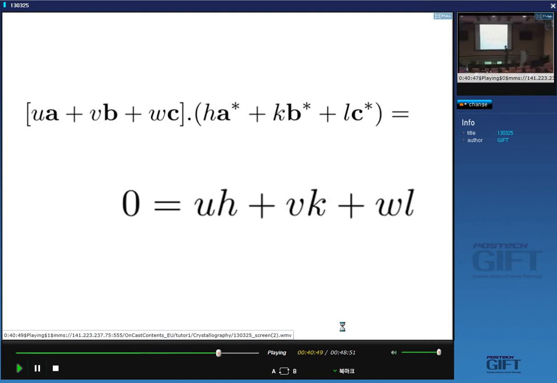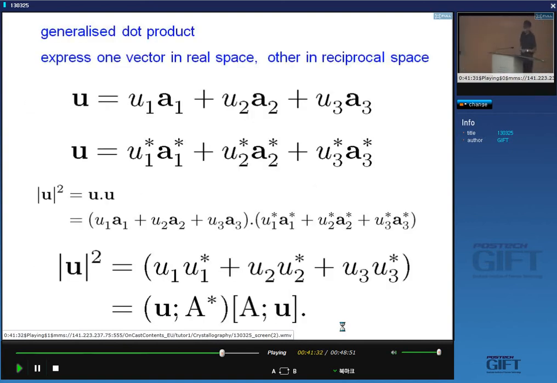But supposing I wanted to do a dot product between a 1 2 5 direction and a 1 2 5 plane normal in an orthorhombic system, how would I do it? Because I need to define one in real space and one in reciprocal space. So I wanted to show you a very special coordinate transformation matrix which allows you to transform components from real space to reciprocal space. So it's just like the coordinate transformation matrices we've dealt with before, but this time we are transforming from real space into reciprocal space. Okay, so that will allow you to do generalized dot products.